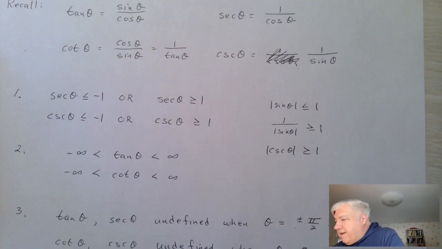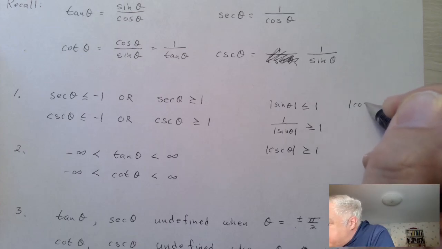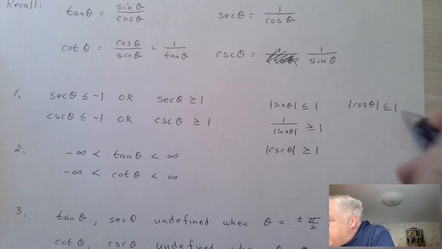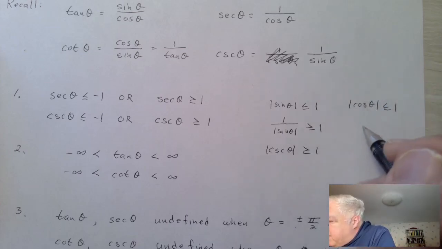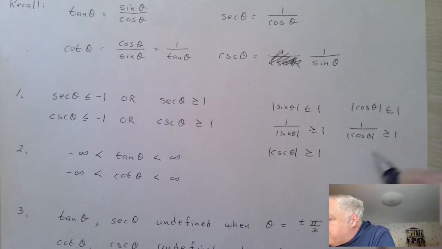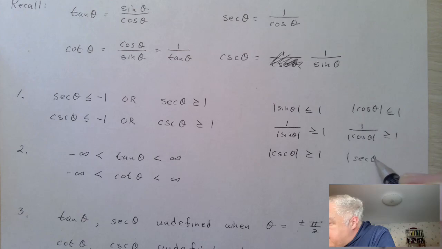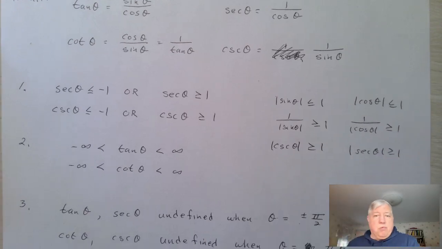Okay, and the same thing happens with the cosine. The cosine is between 1 and -1, so its reciprocal will have to be greater than or equal to 1 in absolute value, and so secant is greater than or equal to 1 in absolute value. So that's why that works.